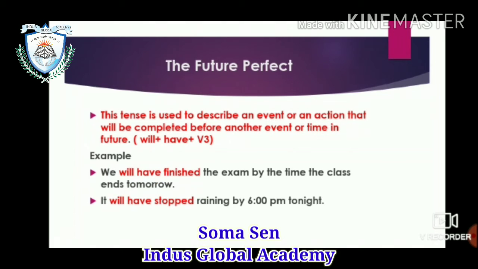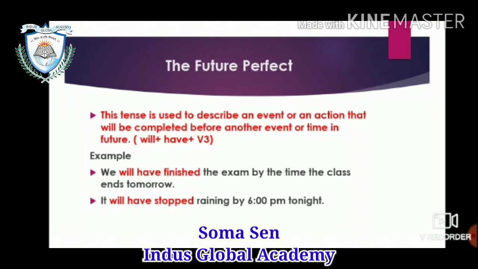Now coming to future perfect. This is also very easy to follow. Very easy in the sense, this tense is used to describe an event or an action that will be completed before another event or action in future. So perfect tenses we have seen are always used to describe some event or action that has been completed before another event or time.